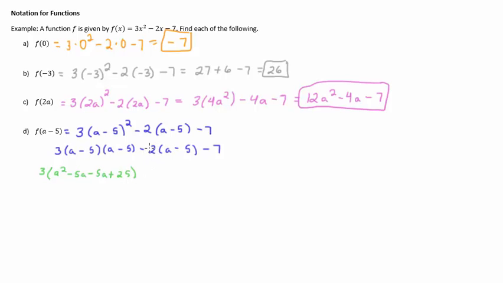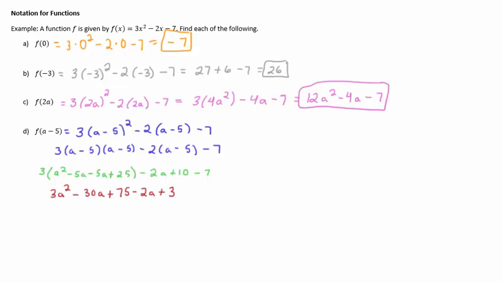and then I just need to distribute this -2, so -2 times a is -2a, -2 times -5 is +10, and so we need to distribute this parentheses. So multiply everything in here by 3. Also, if I look, I can say, well, -5a plus -5a, that's -10a, and then multiply it by 3 and get -30a. 3 times 25 is 75. 10 minus 7 is going to give us 3.